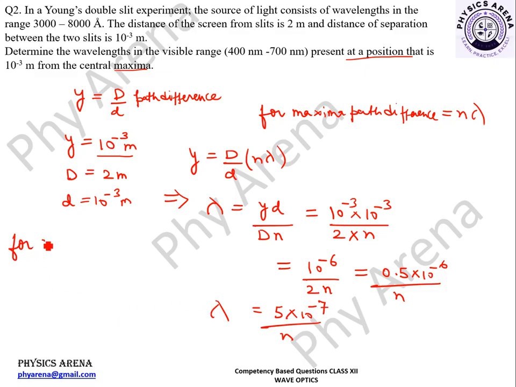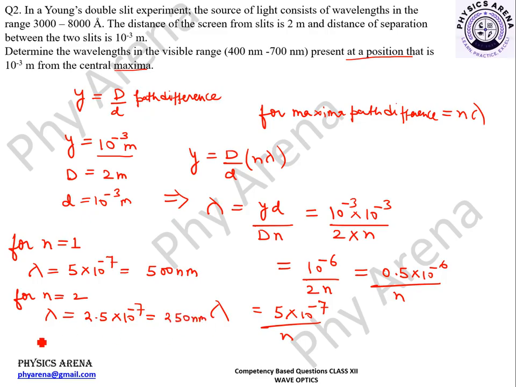For n equal to 1, lambda is 5 multiplied by 10 to the power minus 7, which can be written as 500 nanometer. For n equal to 2, lambda is 2.5 multiplied by 10 to the power minus 7, which is 250 nanometer, and so on. Now we need to find the wavelengths in the visible range only. From 400 nanometer to 700 nanometer, there is only one wavelength present, and that is 500 nanometer.